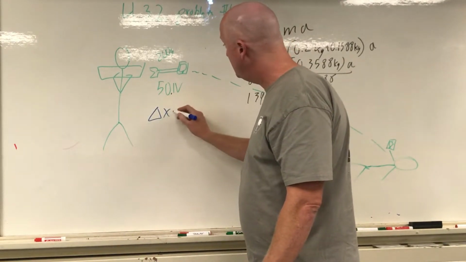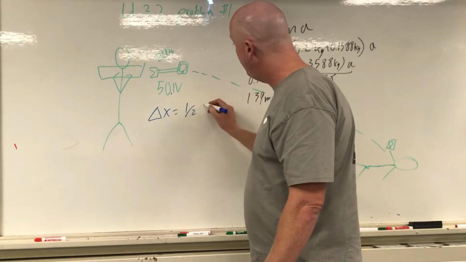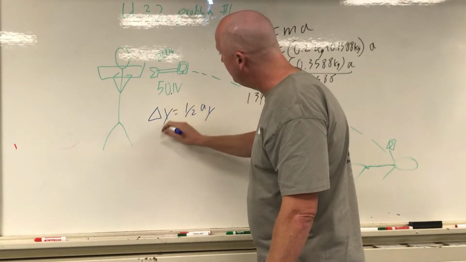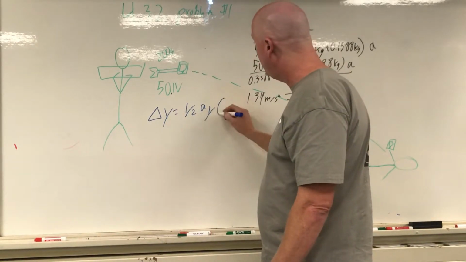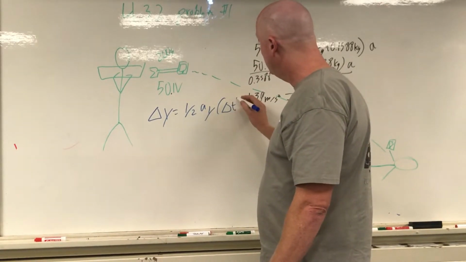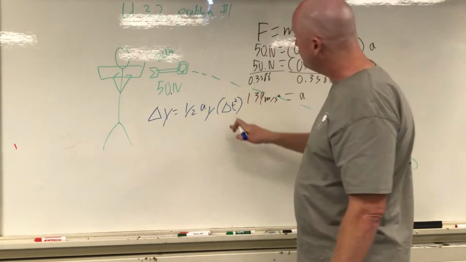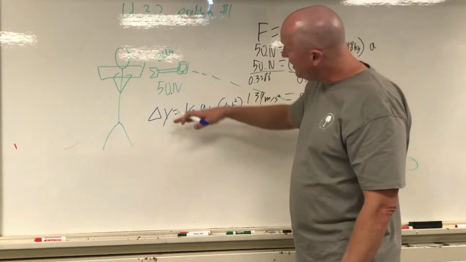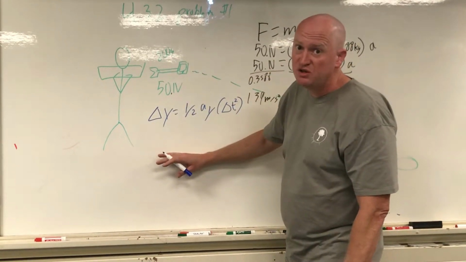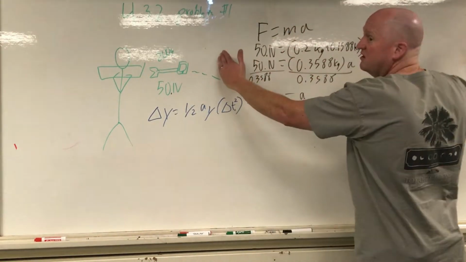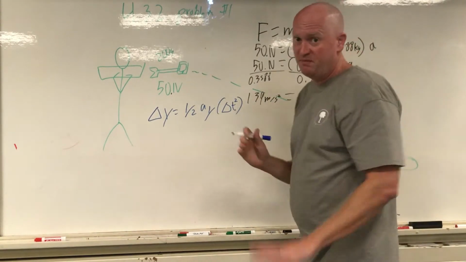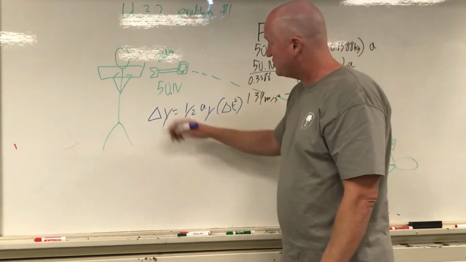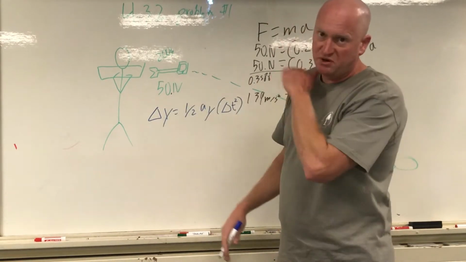Delta x is equal to 1/2 ay, or sorry, not delta x, delta y is equal to 1/2 ay delta t squared. We're trying to find delta t because if we can find out how long it's going to take to hit the ground, we can find out how far it's going to go in that time. That's the key here. Everything's going to take the same amount of time to hit the ground no matter how fast it's going, assuming it falls from the same height.